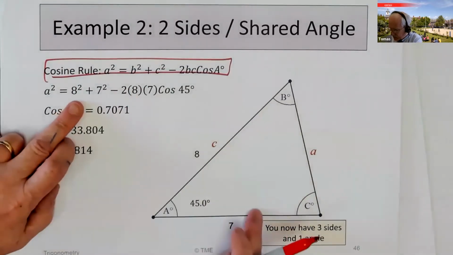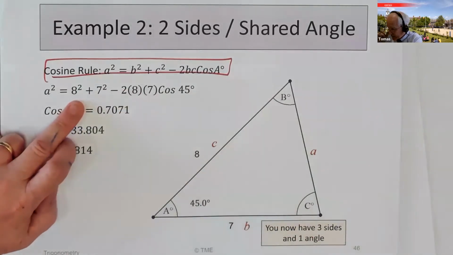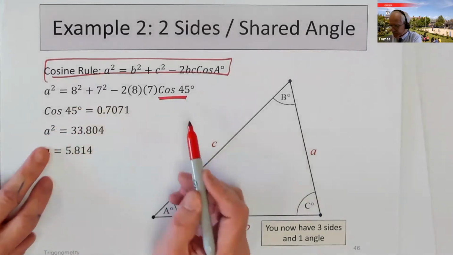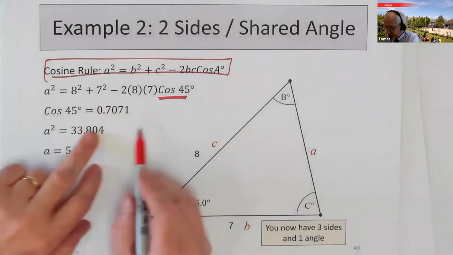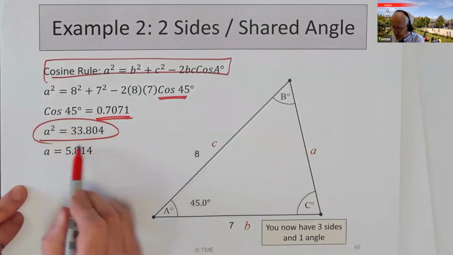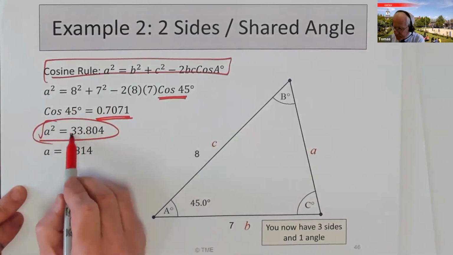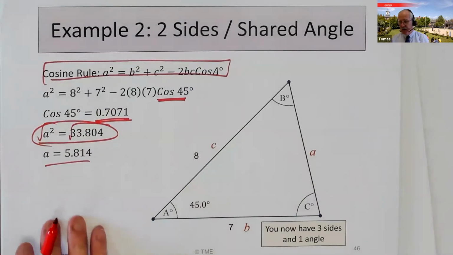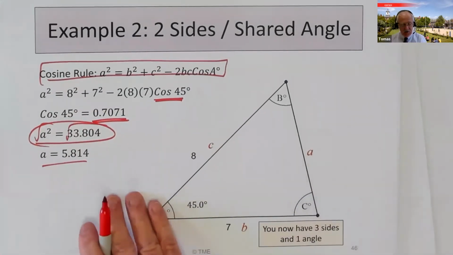I now slowly put in the numbers, and if I make a mistake, they'll still follow me, just a slip. But I put in 8 squared plus 7 squared minus 2 times 8 times 7 times cos 45. Cos 45 on the calculator is that. A squared, when I add them all up, is that number there. I take the square root to get the answer, and I get 5.814. And that's how I got that. So now I know the length of that side A.